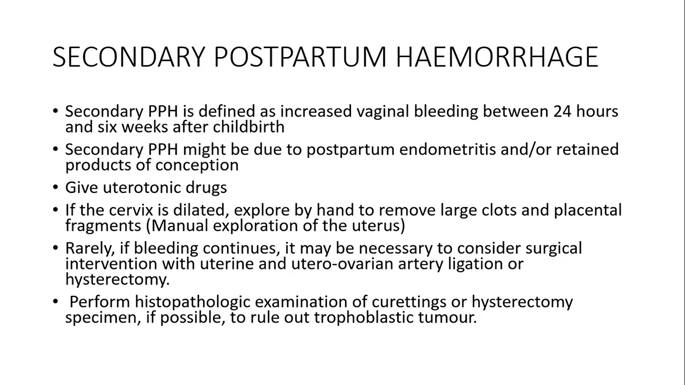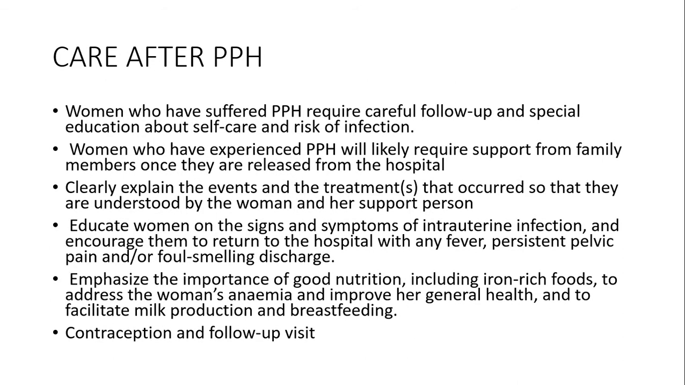If the cervix is dilated, explore by hand and remove large clots and placental fragments, so-called manual exploration of the uterus. Rarely, if bleeding continues, it may be necessary to consider surgical intervention with uterine or utero-ovarian artery ligation, or even, unfortunately, hysterectomy. Always perform histopathologic examination of curettings or hysterectomy specimen, if possible, to rule out trophoblastic disease. Women who have suffered PPH may require careful follow-up and special education about self-care and risk of infection.